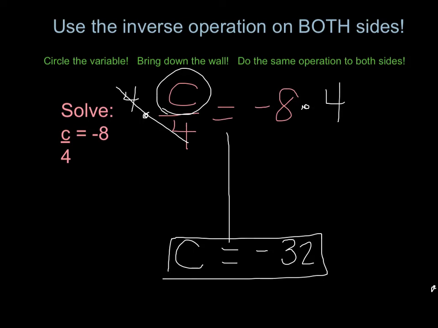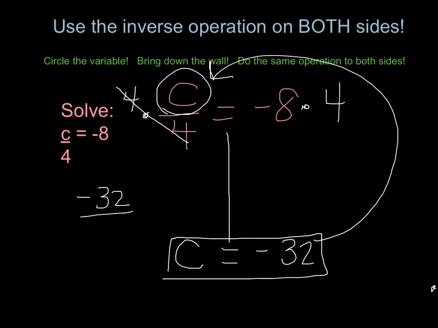And now I'm going to check and make sure. So if I plug negative 32 in here, and I say, negative 32 divided by 4, I know a negative divided by a positive is a negative, and 4 goes into 32 8 times, which gives me negative 8.